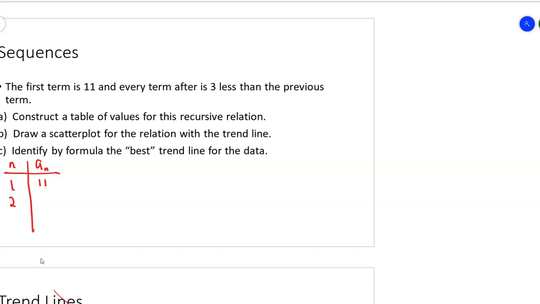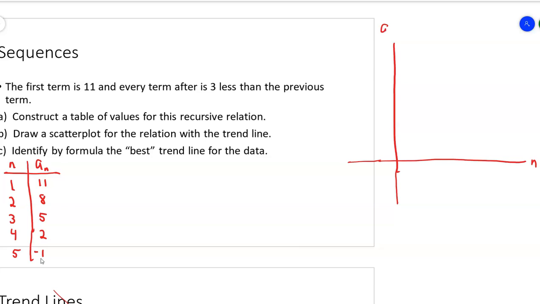So term 2 is 3 less than 11, so it's 8. Term 3 is 3 less than that, so it's 5. Term 4 is going to be 2. Term 5 is going to be 3 less than 2, so negative 1. For sequences, we plot these as discrete terms because there is no term 1.5. There is no term 3 2/3. It's term 1, term 2, term 3, and so forth. So this is n. This is a sub n.